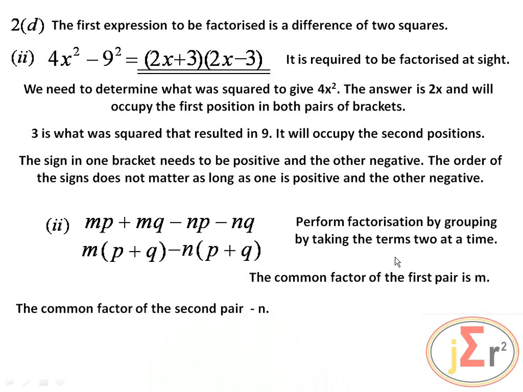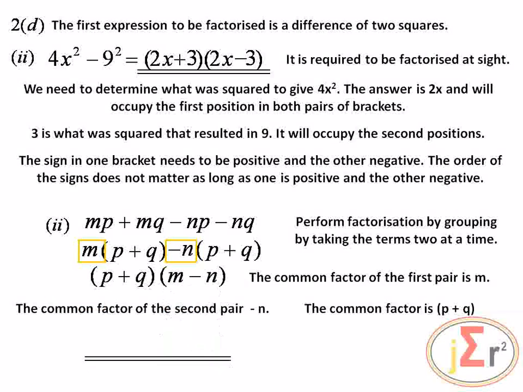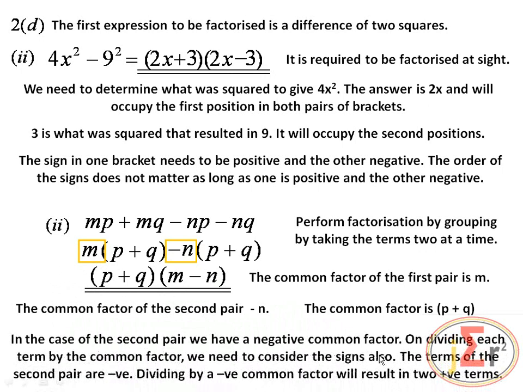Then we go further, taking another common factor that we can see to be what? P plus q. And those will go into the brackets. So we have in one bracket p plus q, and in the other m minus n. And that is all there is to it.